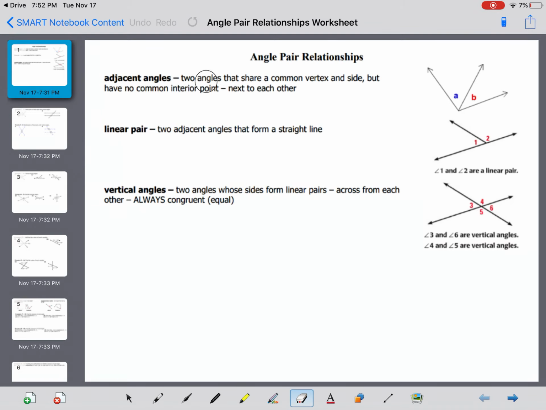So an adjacent angle, just again, is two angles that share a common vertex and side, but have no common interior point. So angle A and angle B are adjacent angles. Now, what it says here, no common interior point, that would look something like this. You have an angle, and then you have a second one branch off like this. So those would not be adjacent angles, because that's an interior point right here.